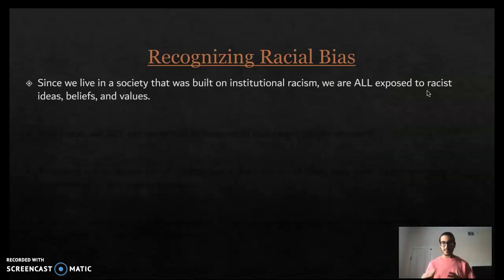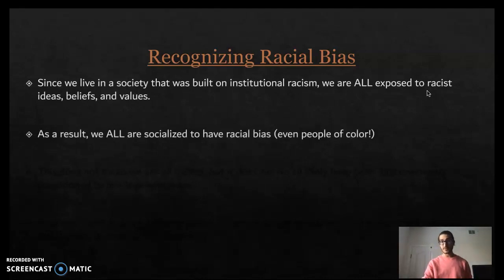Now again, this isn't saying that all people are racist in our society, but we all have racial bias. Every single one of us in the United States, it's inevitable because we are built in a society that was established on racism. Institutionalized racism is built within the structures of our society. And so these subliminal messages, that fog of racism, is something we have all been surrounded by our entire lives living here. We are all exposed to racist ideals, beliefs, and values that marginalize people of color. And as a result, we are all socialized to have racial bias.